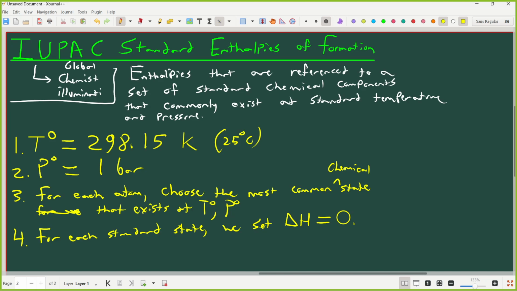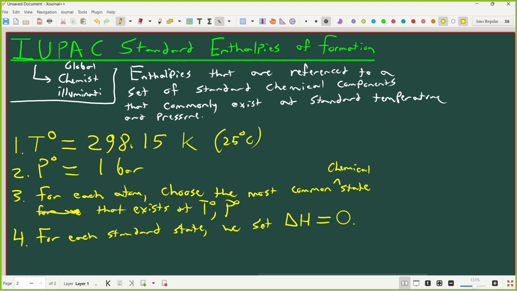Let me show you a resource that will allow us to look at what these standard states are. It's on Canvas. Let me just pull it up really quickly. We'll look at two different resources today.